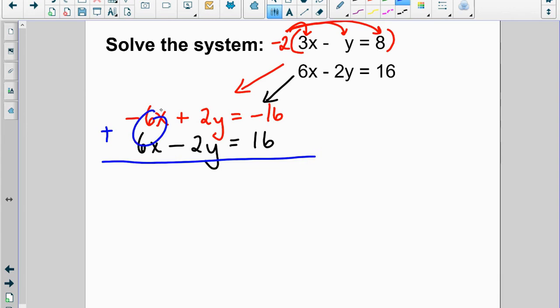6x plus negative 6x adds up to 0. 2y plus negative 2y adds up to 0. Oh, wait, when things add up to 0, I get 0 plus 0, it's 0 over there. Negative 16 plus 16 is also 0. Wow, everything zeroes out. I get an equation that is true.